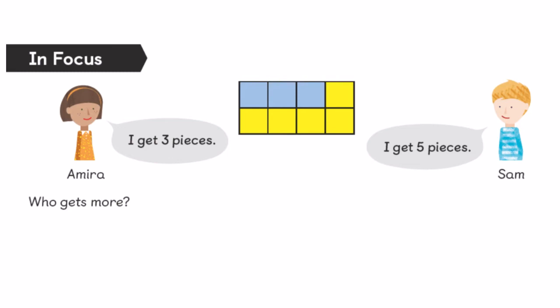Can you pause the video, look at the diagram, the picture, and see if you can explain who is going to get more pieces? We can see that Sam is going to get more pieces than Amira because he gets 5 pieces and Amira only gets 3. I wonder if we could use our knowledge of fractions to help explain how we know that Sam gets more pieces.